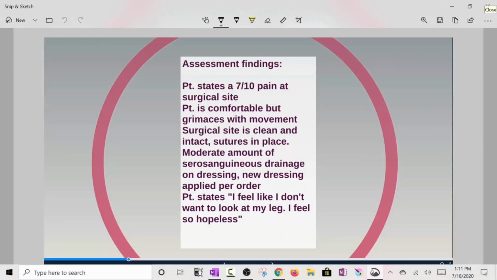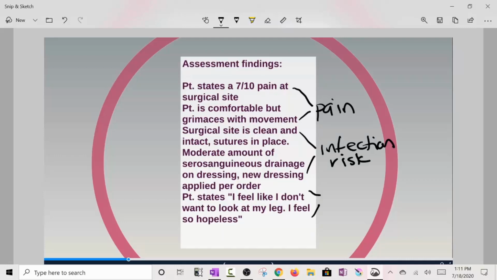Okay, with our pen, these two right here, and it's nice because they're right there, are going to support our pain. This and this, even though they look good, we might say that she's still at risk for infection. Maybe she doesn't have one now, thank goodness. And then the patient states, I feel like I don't want to look at my leg, I feel so hopeless. This is definitely maybe a depression. There are so many that we can do, guys, but depression, and maybe we also think that she has some hopelessness is another one.